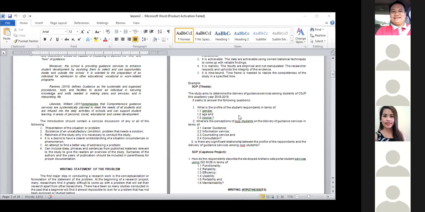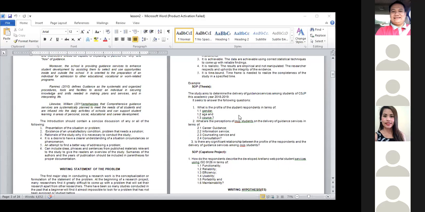The number 2, what are the perceptions of CSJP students on the delivery of guidance services in terms of career guidance, information service, counseling service, and consultation? So these are the variables that you are using: career guidance, information, counseling service, and consultation.